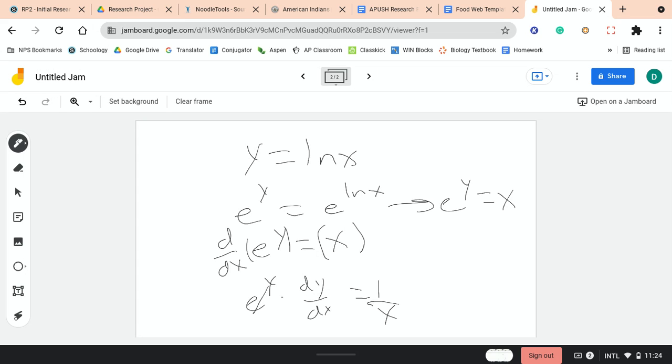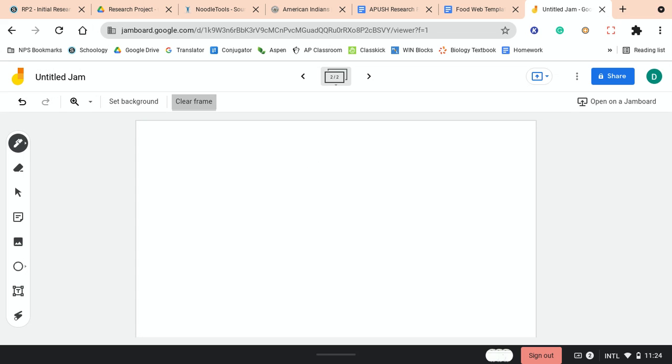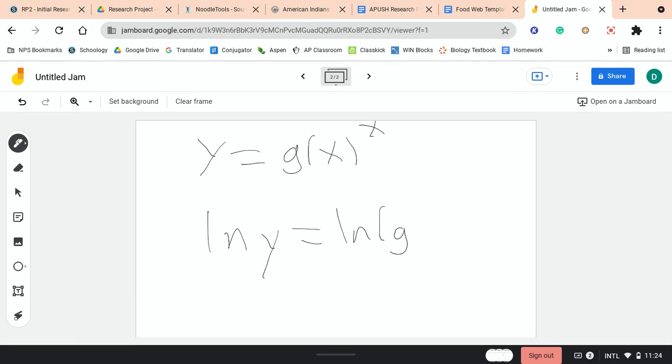And we're going to do a similar process to find the derivative of our functions we just listed. So for the first one, we have y equals g of x to the x. We'll start with this one. I forget if that was the first one I wrote down, but it doesn't matter. All right, so a similar process. We're going to take the natural logarithm of both sides. And we're going to get that the natural log of y equals the natural log of g of x to the x.